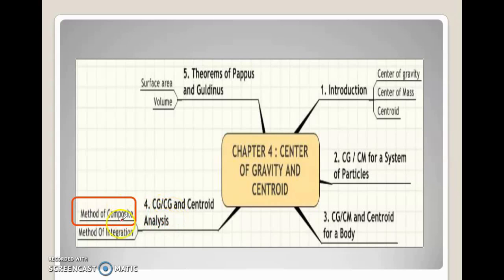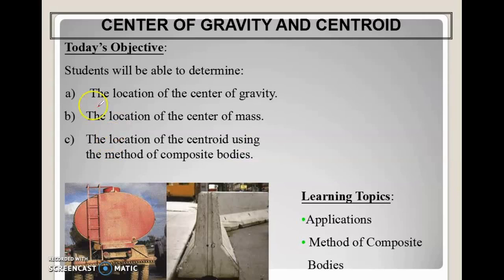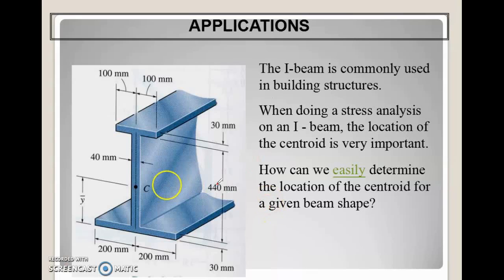We already went through the method of integration in the previous lecture, which is lecture 19. Now we are going to go for the method of composition. These are the objectives. The first one is the location of center of gravity, the second one is the location of center of mass, and the third one is the location of centroid using the method of composite bodies.